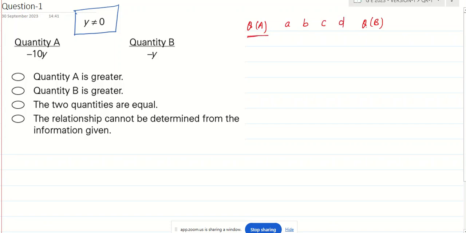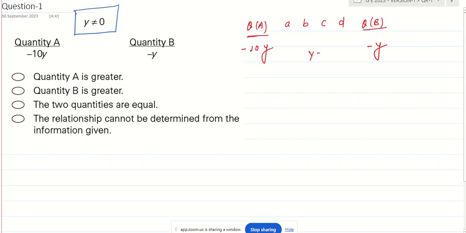Correct. And what is given here? Quantity A is minus 10y. Correct. How much is given for quantity B here? Minus y. Now, do I know the value of y? No. Correct, no? I do not know the value of y. So I can assume the value of y. Whatever I want is my choice. So what is a good number to assume?